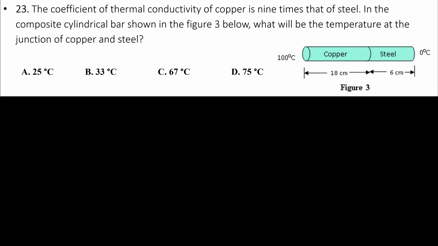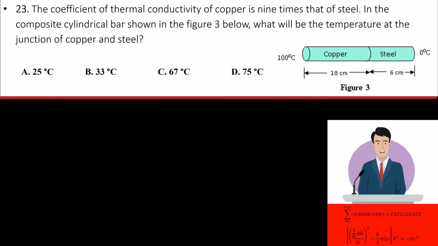The coefficient of thermal conductivity of copper is 9 times that of steel. In the composite cylindrical bar shown in figure 3 below, what will be the temperature at the junction of copper and steel? Okay, so we are going to assume that, of course, this system is at steady state, and so our dQ/dt, which is the rate of heat transfer through the copper, will be equal to the rate of heat transfer through the steel.